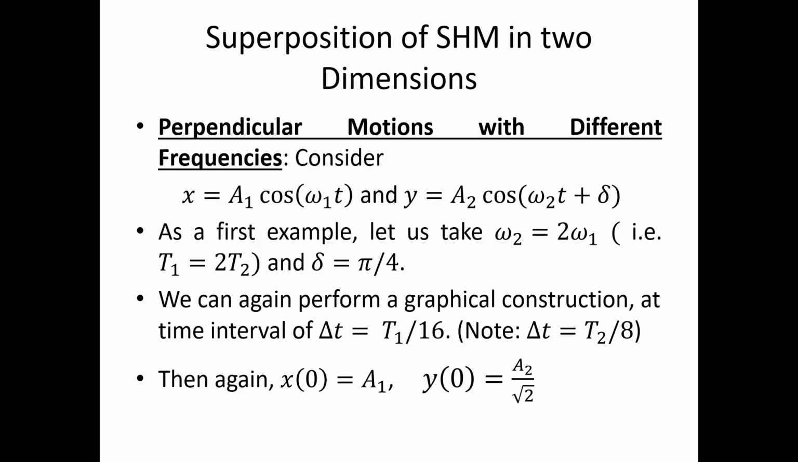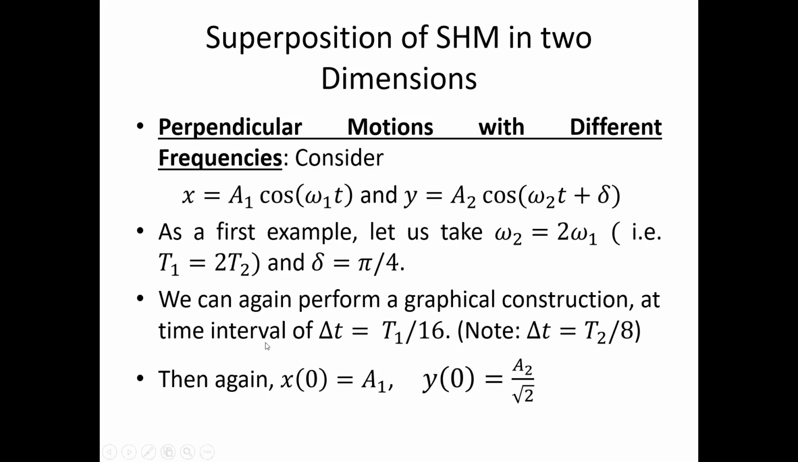We can take different examples. So let us take omega 2 equal to twice omega 1, that is, T1 is equal to twice T2, and delta equal to pi over 4. This is just a particular example that we are considering. We can again perform a graphical construction at time intervals of delta t equal to T1 over 16. Note that delta t is equal to T2 over 8. So we can take different time intervals, but for convenience, we are taking delta t equal to T1 over 16 and T2 over 8.